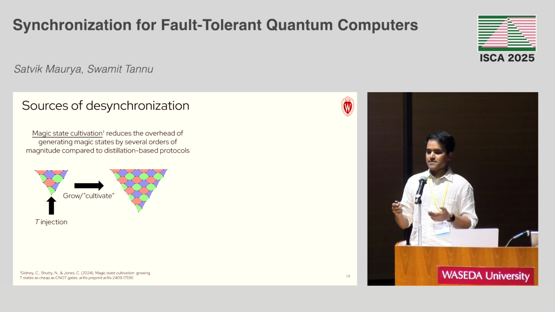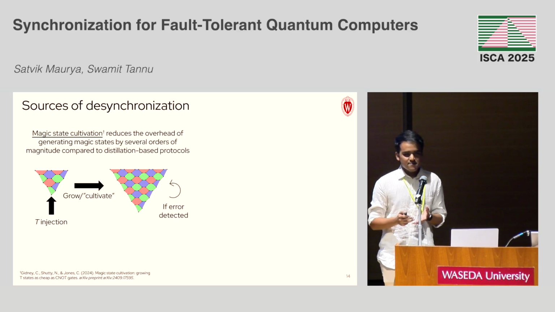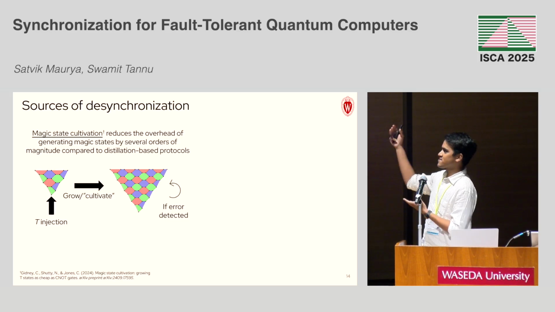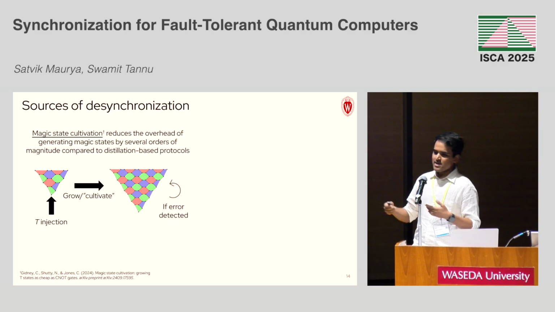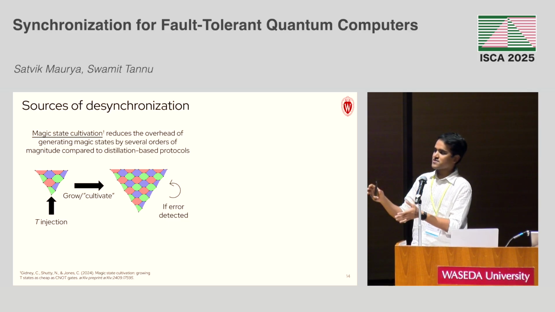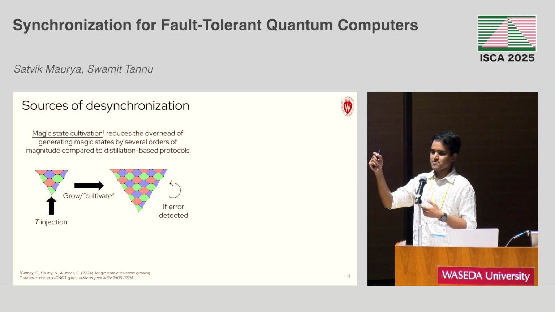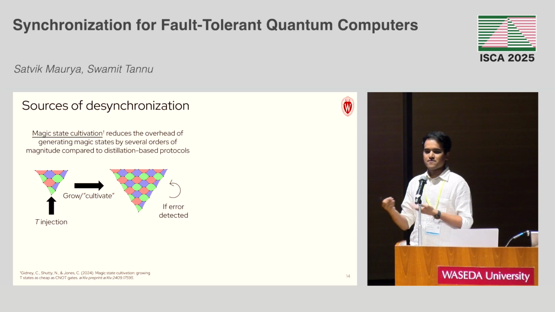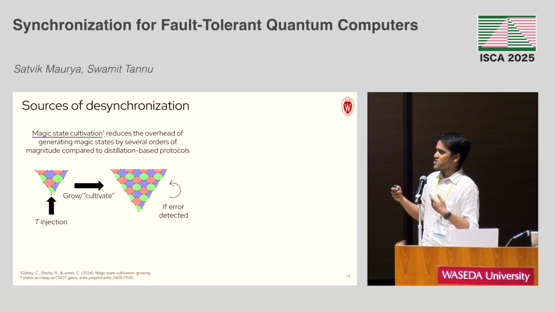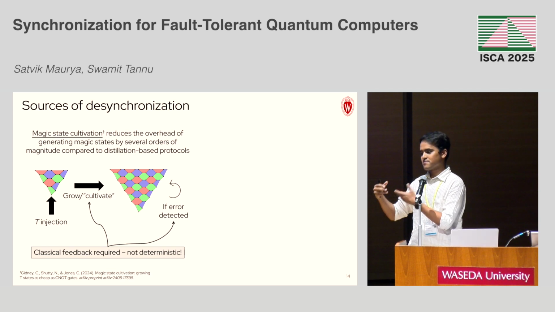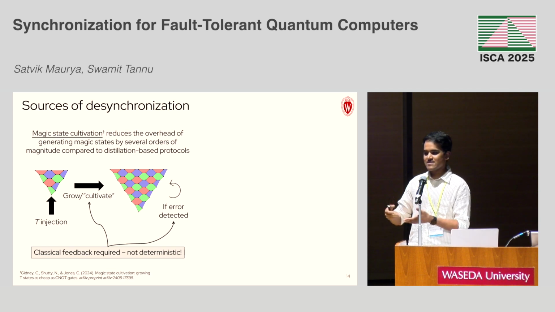But now, most importantly, magic state cultivation uses post-selection, which means that during this process of injection and then cultivation, if any error is detected, you throw away whatever progress you've made, and you restart from the very beginning of the protocol. Errors are random. An error can happen at any point of the computation. So this non-determinism in when a non-Clifford state will be produced by the protocol will be a source of desynchronization in the system.